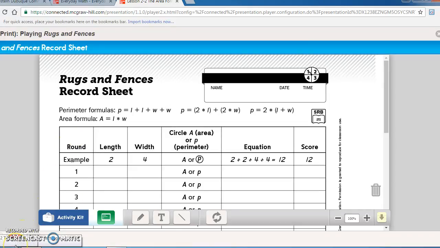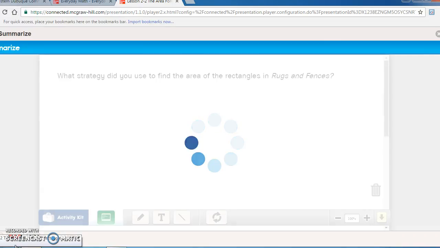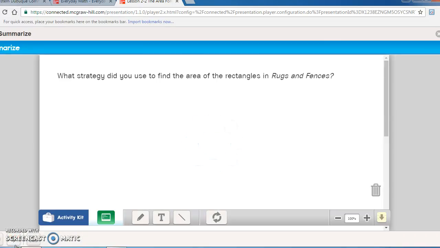Rugs and fences, again, this is just the record sheet, and we should have played this by now if you were on this lesson. So you're just thinking while you played the game, or you play it again. I want to know, what strategy did you use to find the area of the rectangles when playing rugs and fences?